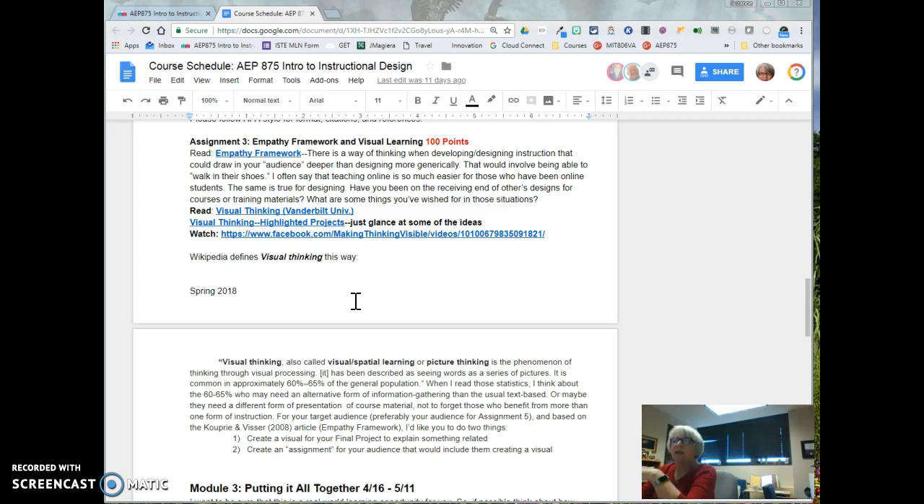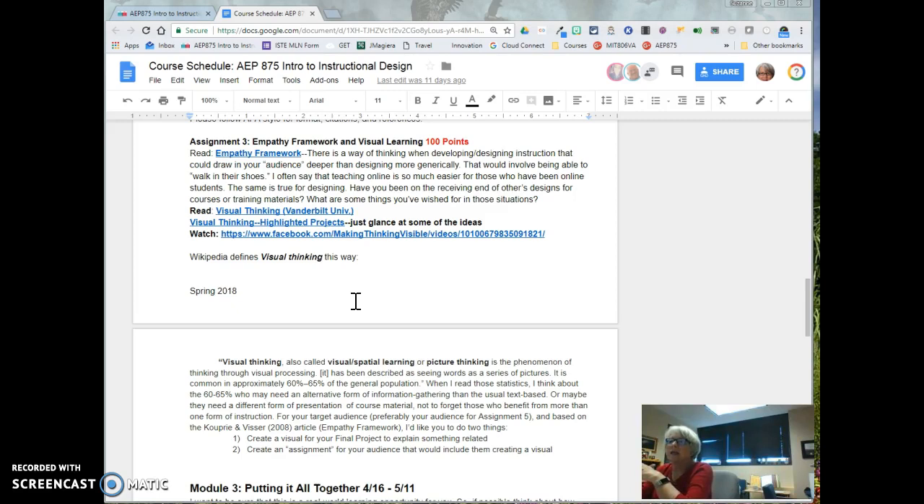I didn't throw it in, but this is why I included the empathy framework and visual learning assignment, because I think that making learning visual is really crucial to especially web-based instruction. And so even if you're a trainer and you're standing in front of someone, what speaks the most loudly, text on the screen or just more visual learning? And so what I wanted to do is give you that opportunity to create visual learning.